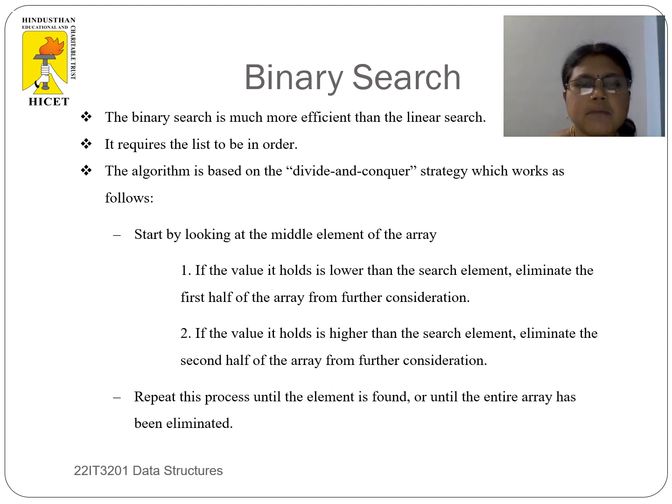This algorithm, binary search, is based on the divide and conquer strategy, where it works by looking at the middle element of the array. If the value it holds is lower than the search element, then eliminate the first half of the array from further consideration. If the value it holds is higher than the search element, then eliminate the second half of the array from further consideration. Repeat this process until the element is found or until the entire array has been searched.